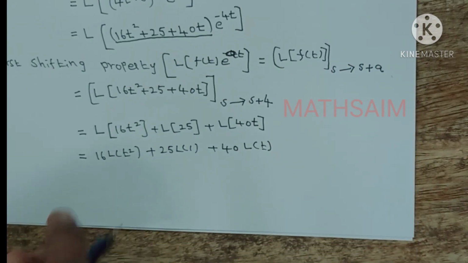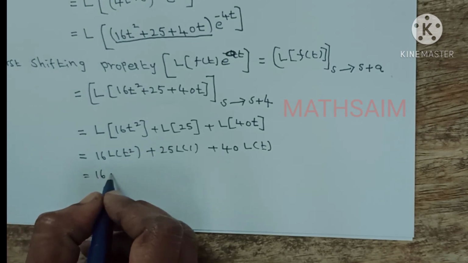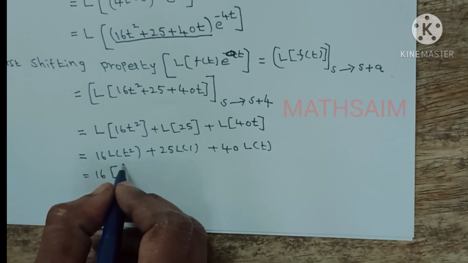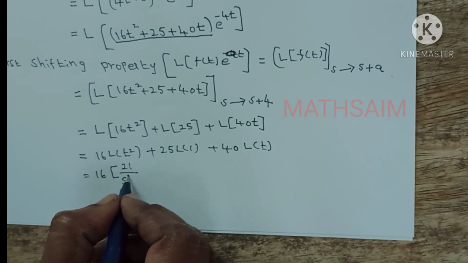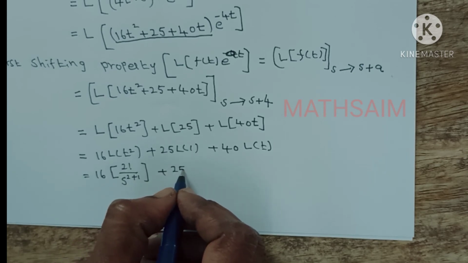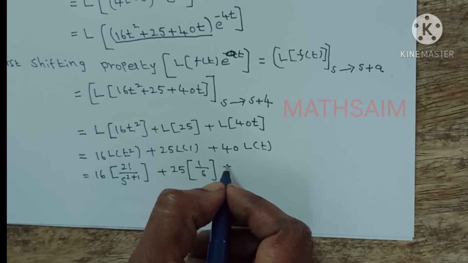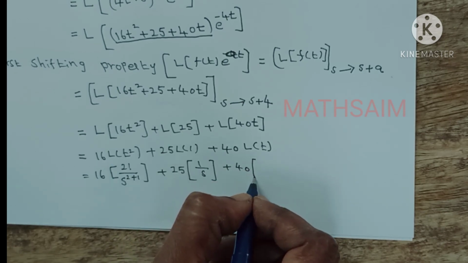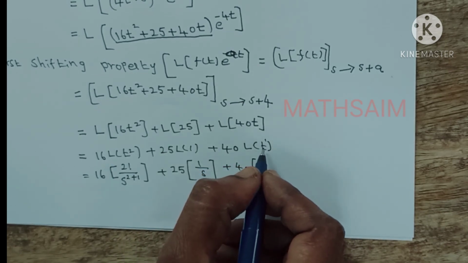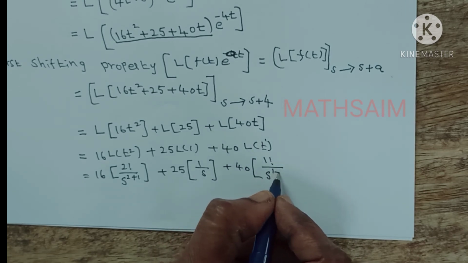Now we know, we have already seen, what is the Laplace transformation of t to the power n. Using that one we can write this as 16 into 2 factorial divided by s power 2 plus 1, plus 25 into Laplace transformation of 1, which is 1 by s, plus 40 into Laplace transformation of t to the power 1. t is nothing but t power 1. So this is going to be 1 factorial divided by s power 1 plus 1.